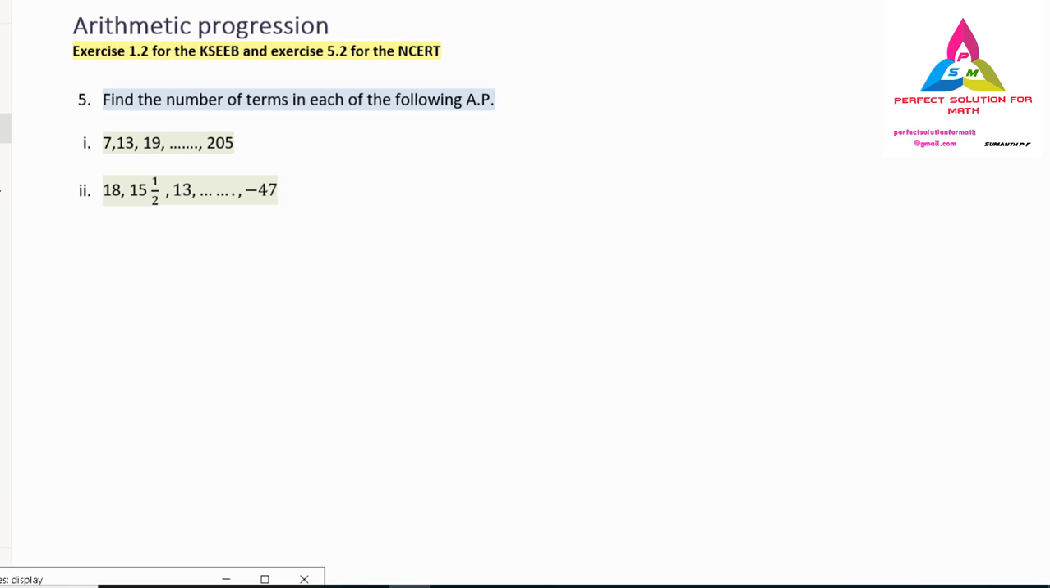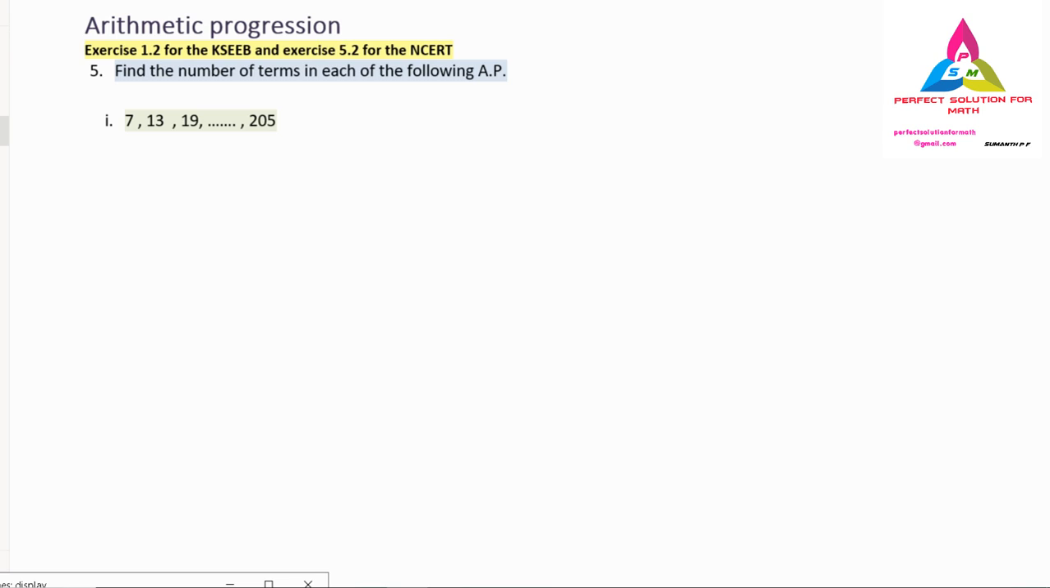Similarly, the second question: 18, 15 and a half, 13, so on to minus 47. So this is the AP. How many terms are there in this AP? You have to count. By seeing here, the first and second question look easy, and it is very easy. We have to substitute in the an formula and find. So let's go one by one, we will solve this.